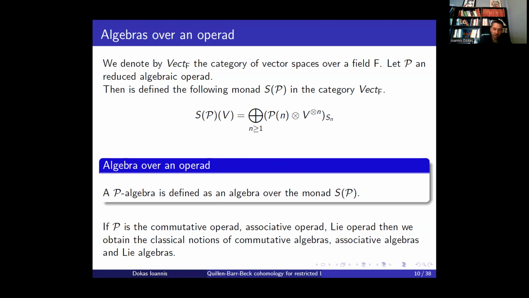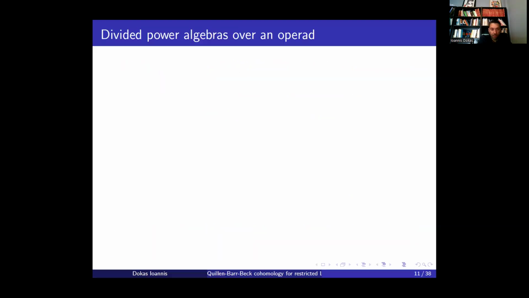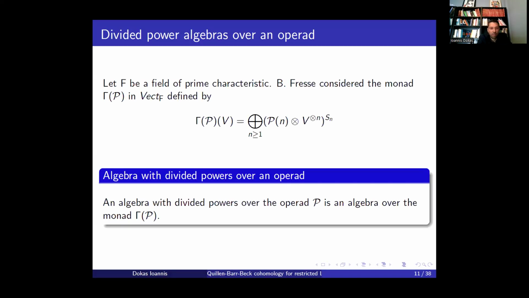Now, if we work in characteristic p, then there is this notion of divided powers of algebras over an operad. And it was Benoit Fresse who defined this notion. So suppose that we have a field of prime characteristic. It was Benoit Fresse who considered the monad Gamma(P) that you see here, defined by this formula. Now, if you compare with the previous slide, you will see that here we take invariants instead of coinvariants.